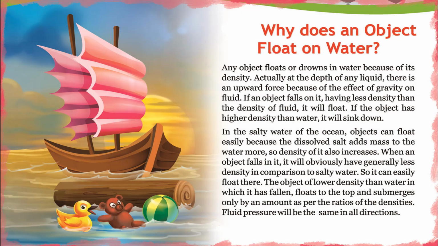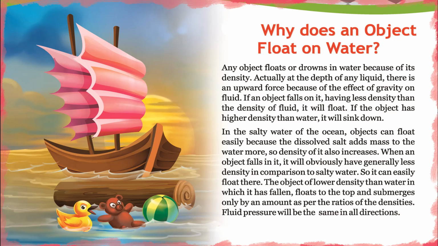Why does an object float on water? Any object floats or drowns in water because of its density. Actually, at the depth of any liquid, there is an upward force because of the effect of gravity on fluid. If an object falls on it having less density than the density of fluid, it will float. If the object has higher density than water, it will sink down.